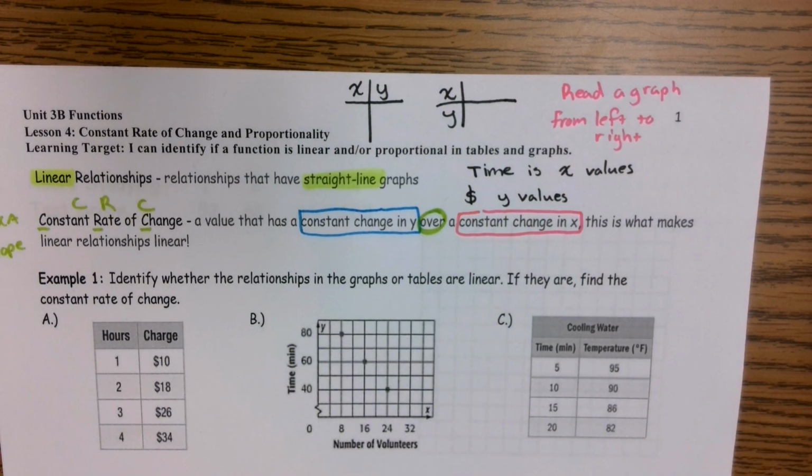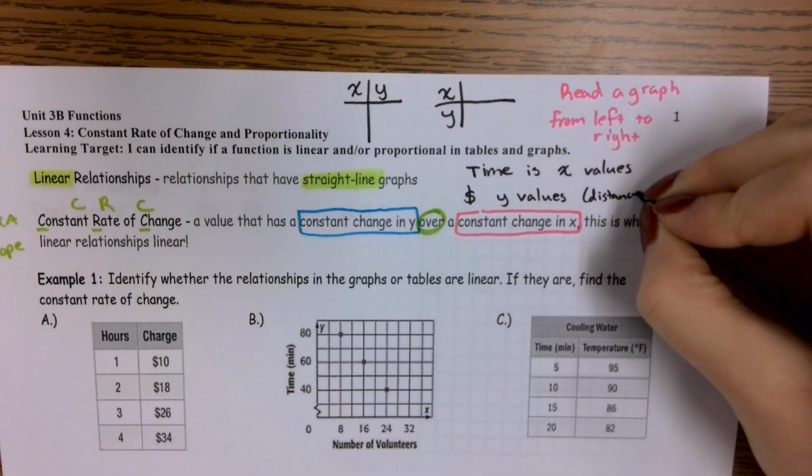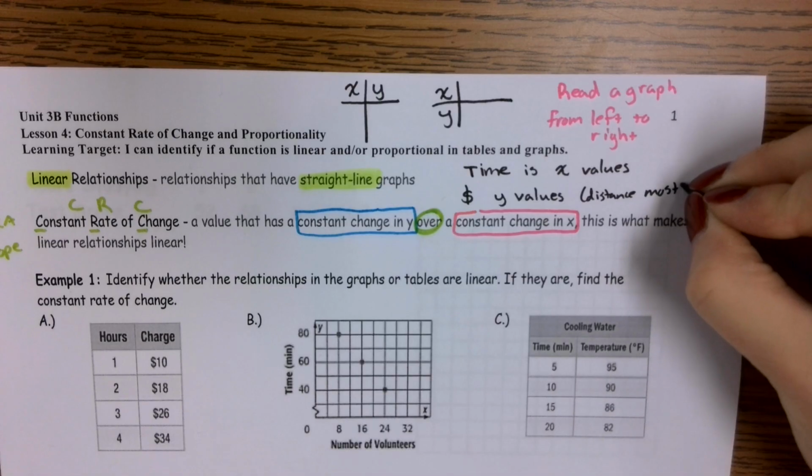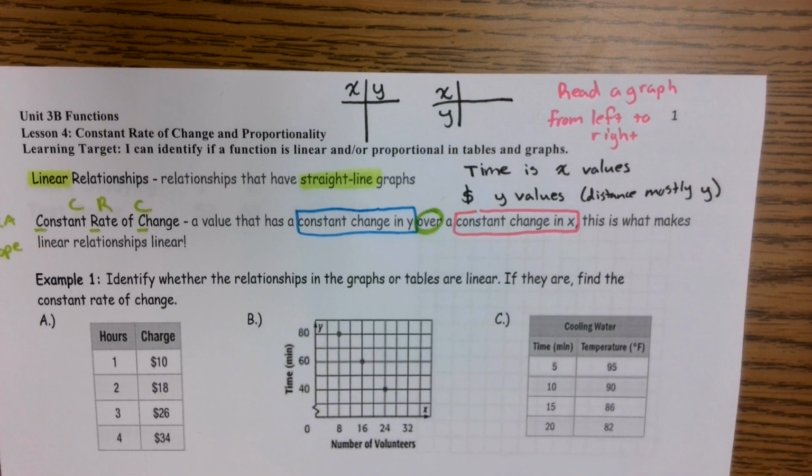And then distance that you travel, that could go interchangeably. Sometimes it could be x, sometimes it could be y. Most of the time it's y, but it could also be x sometimes. Okay? And we'll say distance, mostly y. But there are times in which it will be an x.